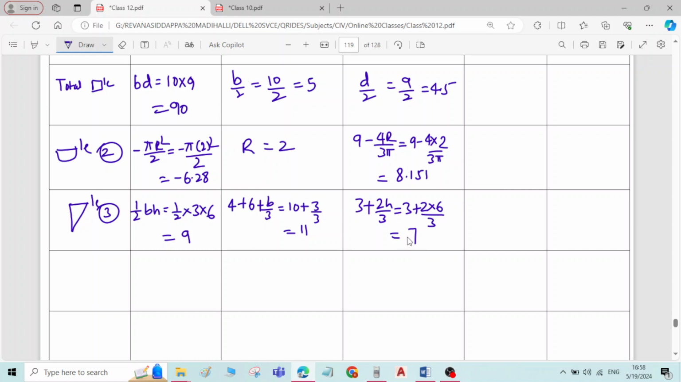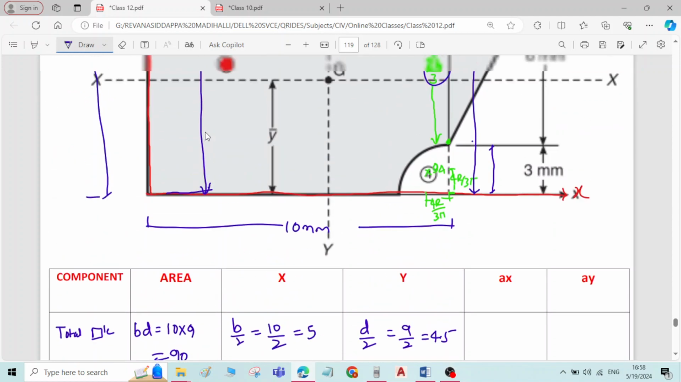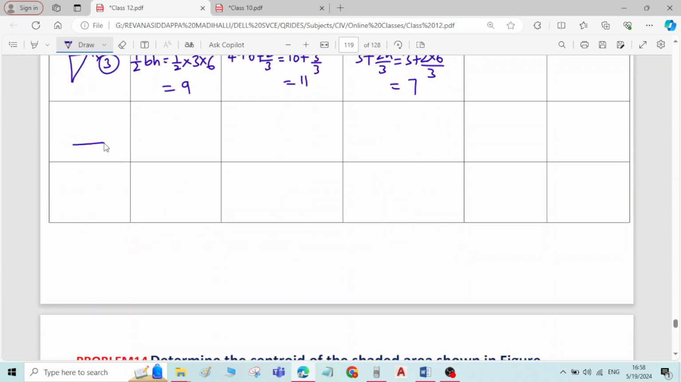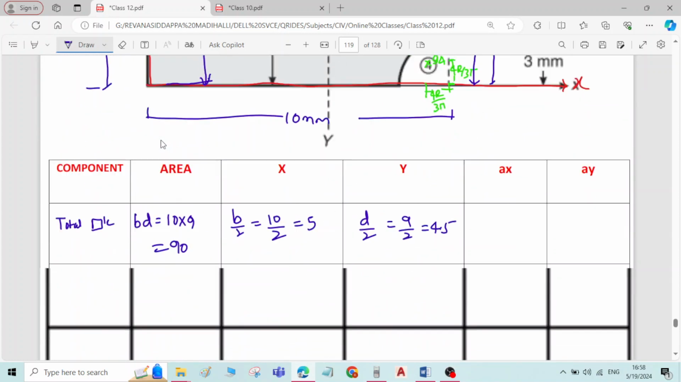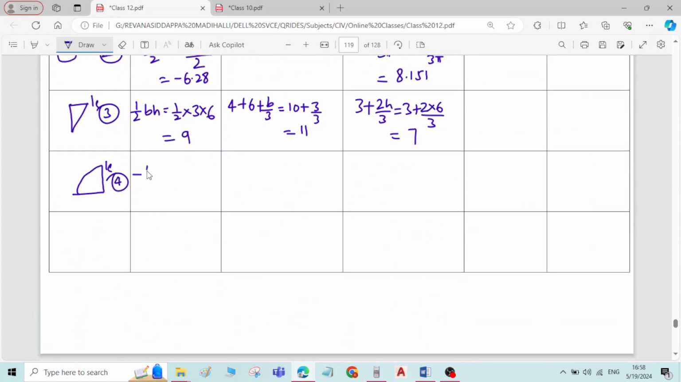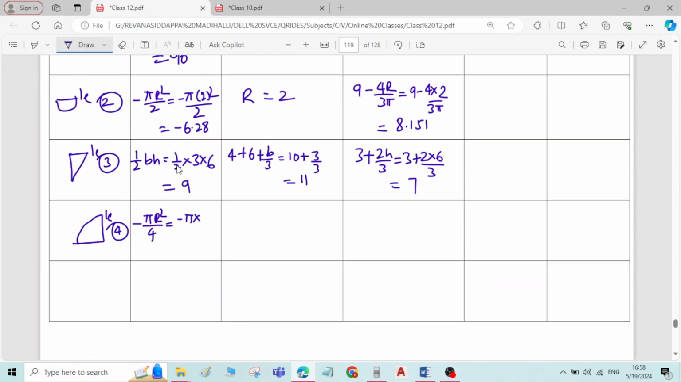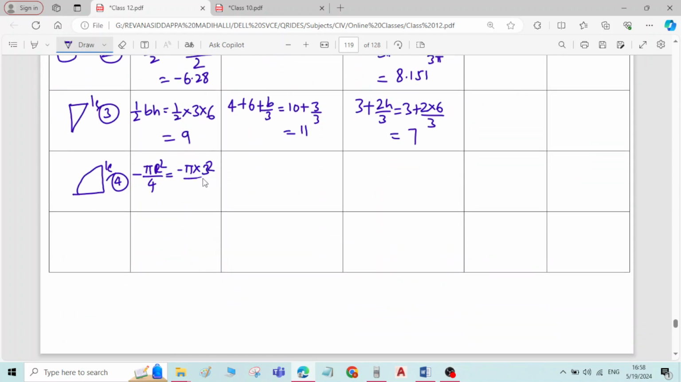Then the last component, quadrant of the circle 4. Quadrant of circle 4. So it is an unshaded portion. Take negative sign, minus pi r square by 4, one fourth of the area of the circle. Minus pi into radius of quadrant of the circle is 3 mm, 3 square by 4. The answer is minus 7.06.